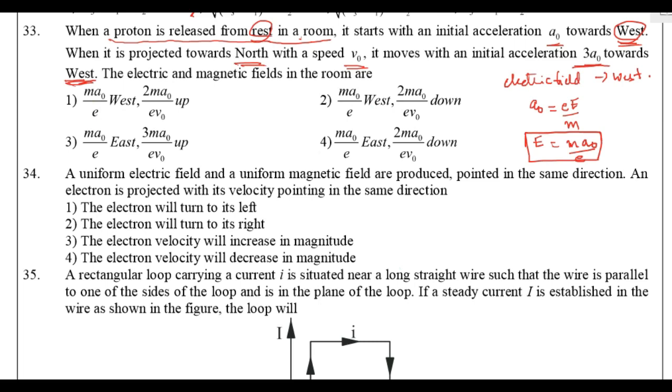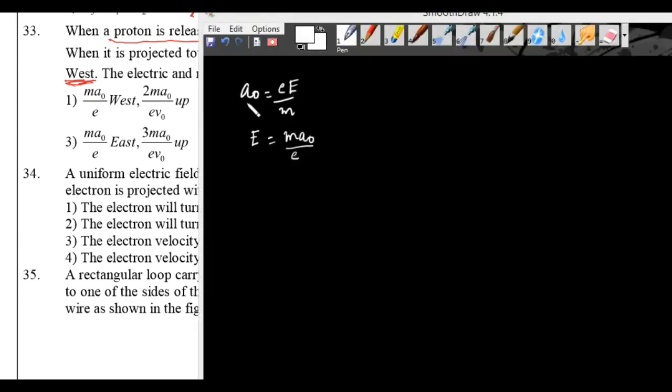Now, a naught is equal to eE by m, so E is equal to m a naught by e. Okay, we got E. Now we write the net force by mass is equal to 3 a naught when it is accelerating along with 3 a naught. That case we will discuss now.